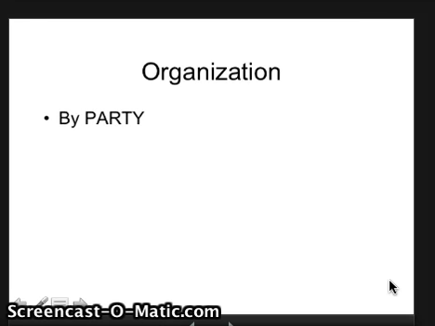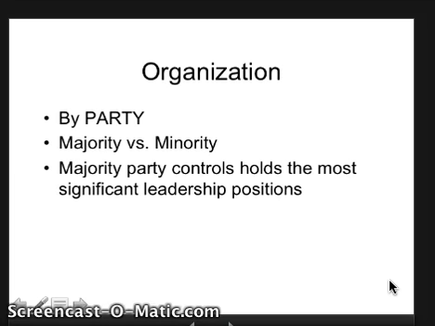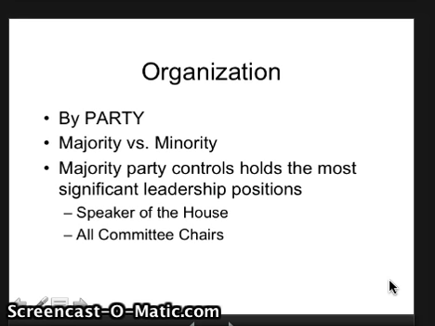So the organization of Congress is by party. It's going to be majority versus minority. The majority party is going to control and hold the most significant leadership positions. This includes the Speaker of the House and all the committee chairs. A committee chair is the person who controls the committee.